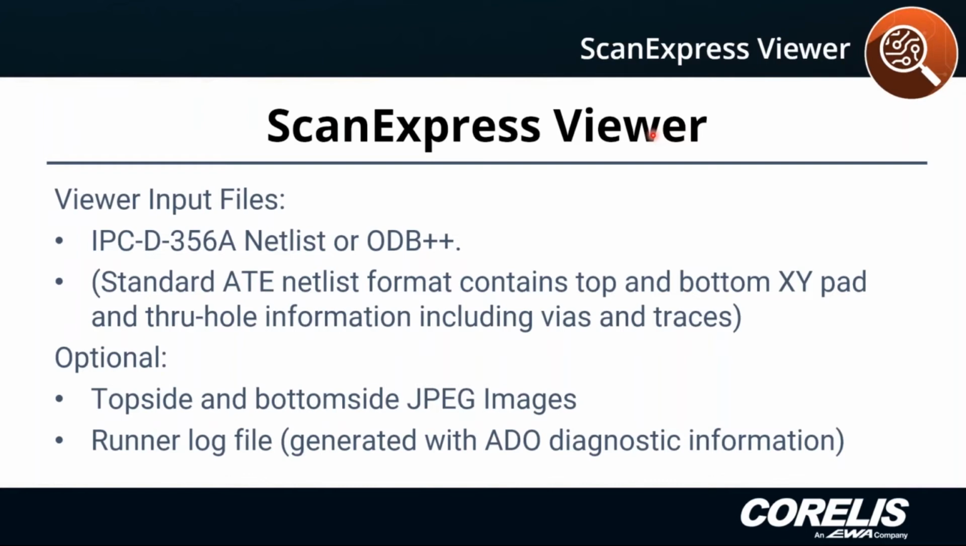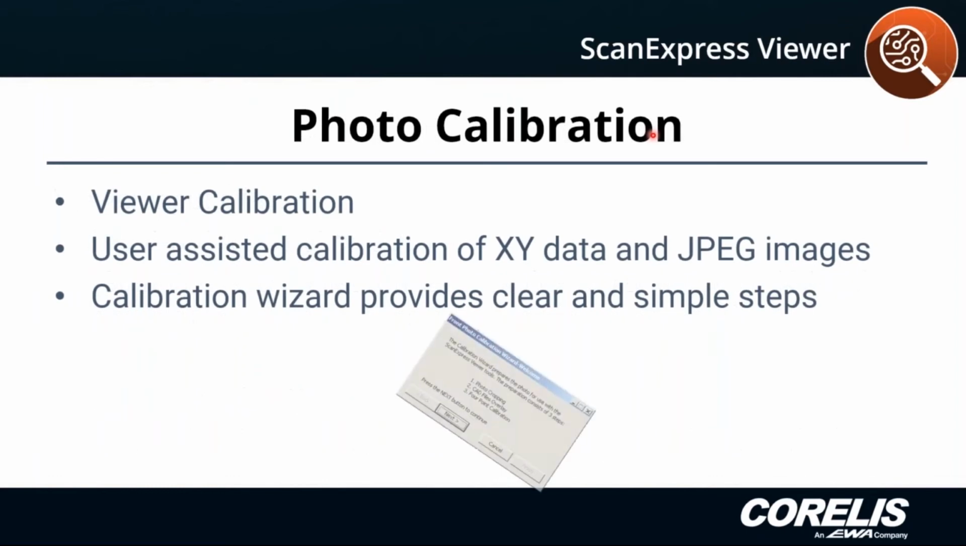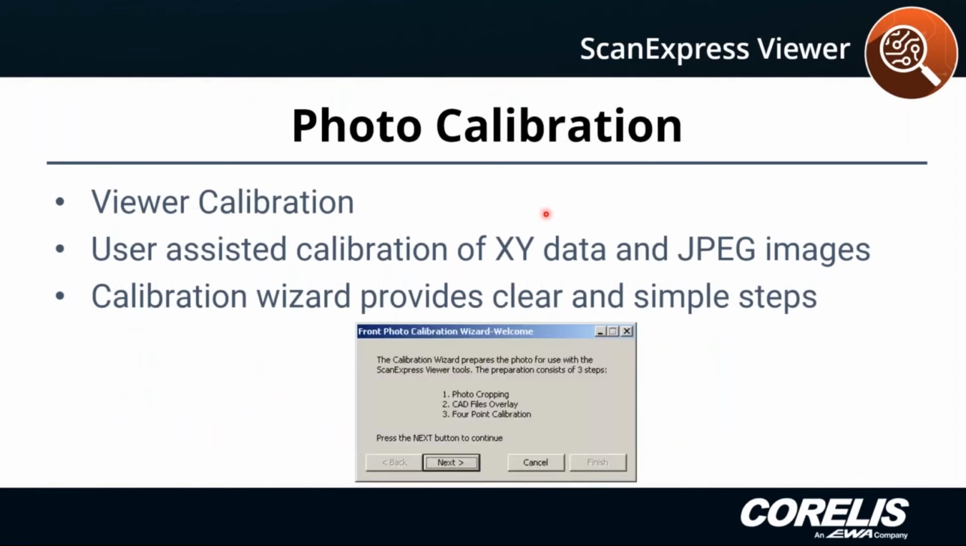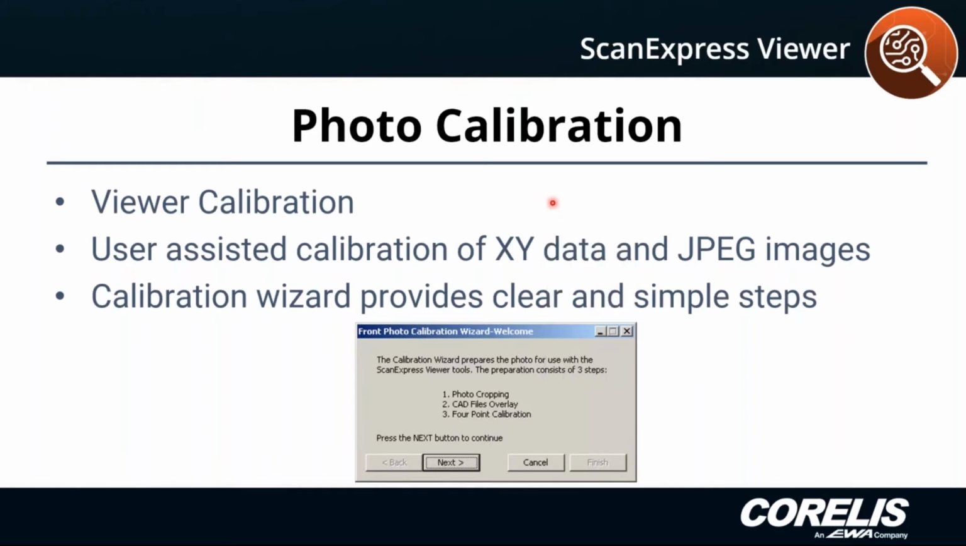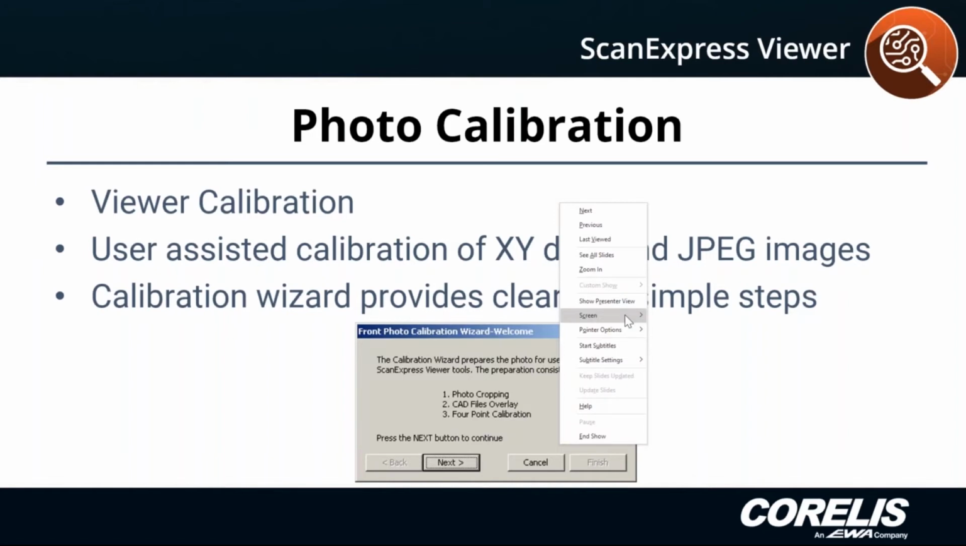And the Runner log file with ADO diagnostic information can feed this to tell us where we think the faults likely are. There's a calibration process that we have to go through that will take us through the process of making sure our photo and our CAD data match up.